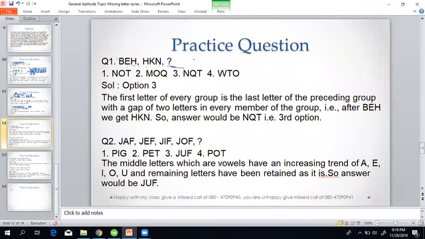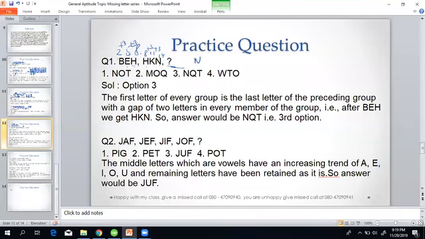Now B plus 3. B is at the 2nd position and E is at the 5th position. 2 plus 3 is 5 and H is at the 8th position. 5 plus 3 is 8. Okay. H plus 3, K is at the 11th position. 8 plus 3 is 11 and 11 plus 3 is 14 and N is at the 14th position.